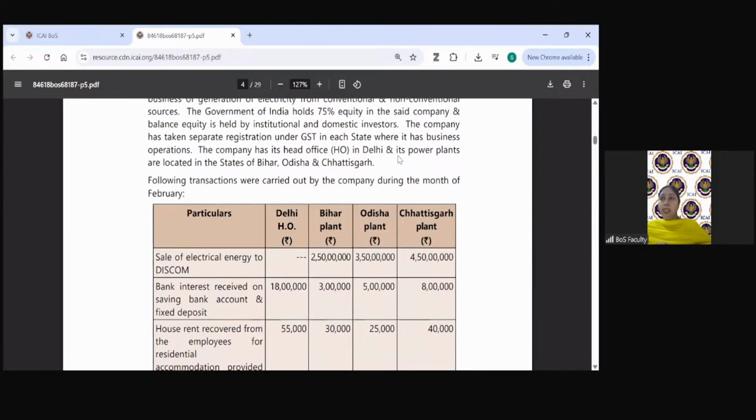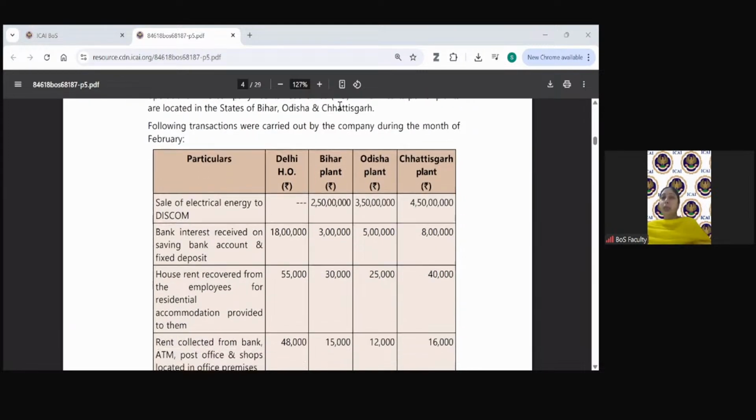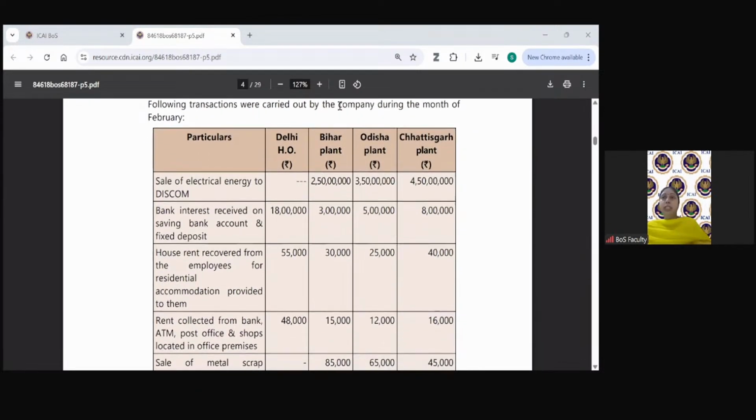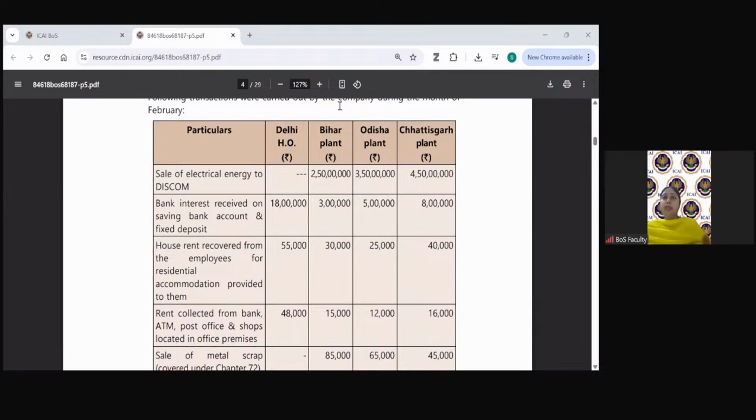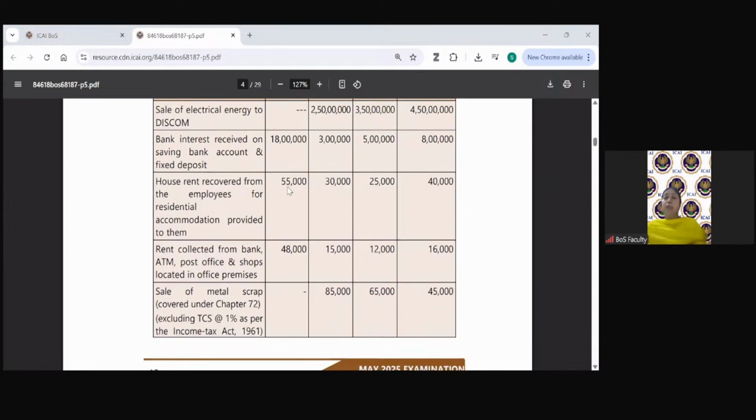If you see, the transactions which were carried out by the company have been given in this particular table. It is not mentioned that these are outward supplies, but the way the information is given, you can easily make out that the sale of electrical energy is an outward supply, but it is an exempt supply, and Delhi HO has not done it. So there is no question of including it in its value of outward supply. Why am I taking outward supply? Because we are saying on which Delhi HO has to pay tax under forward charge. So no reverse charge entries and no inward supplies have to be taken.